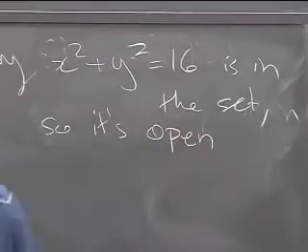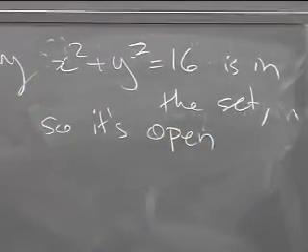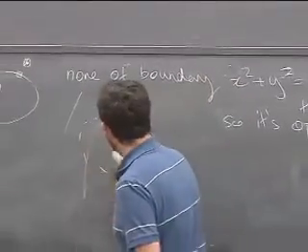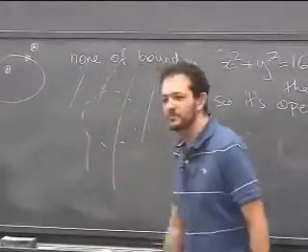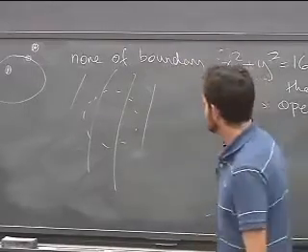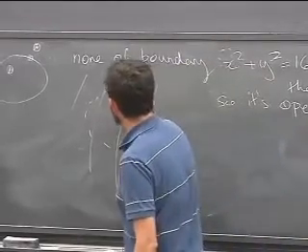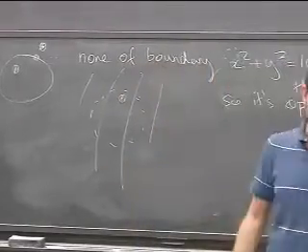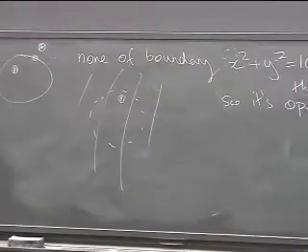Another way of looking at it is this. Here's the set. Pick any point in the set. I don't know, it could be here. You can draw a little thing that avoids this bad part. You want to be able to stay away from the bad part.